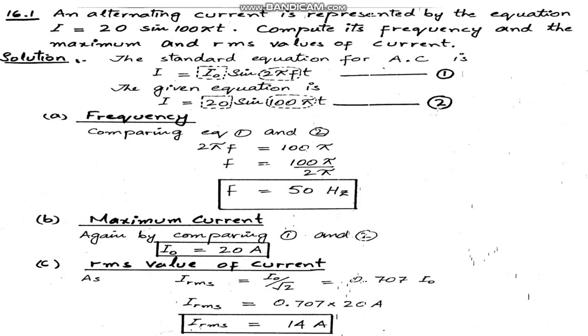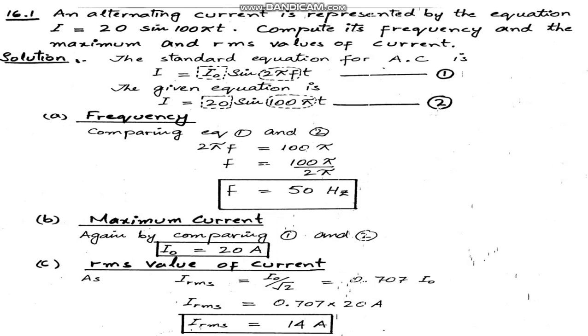Solution. The standard equation for alternating current is I is equal to I naught sine 2 pi f t. This is equation number 1. The given equation in the question, that is I is equal to 20 sine 100 pi t, is the second equation. A, frequency. Comparing equation number 1 and 2.